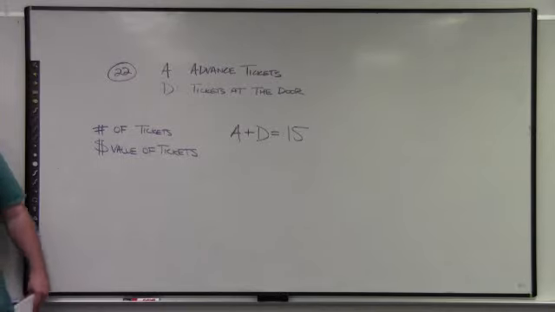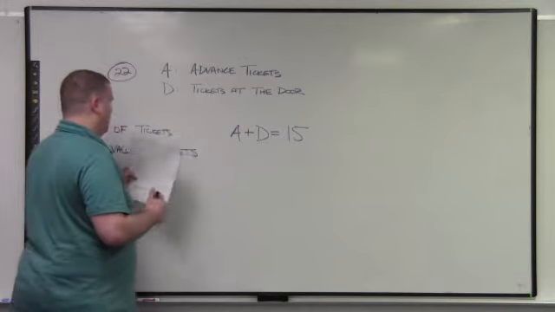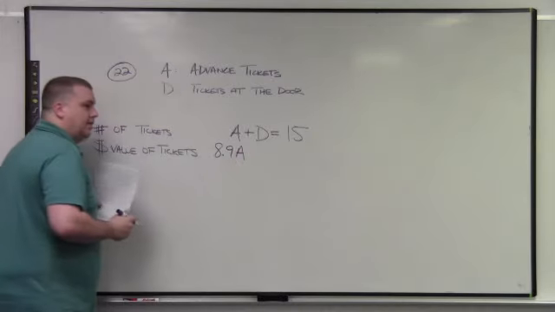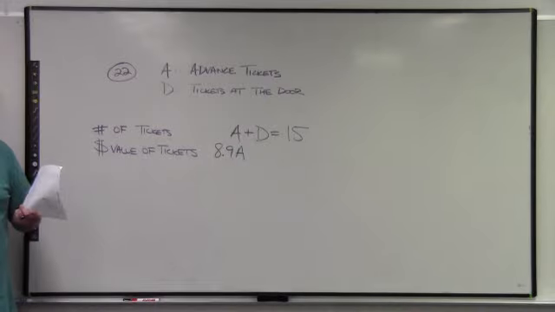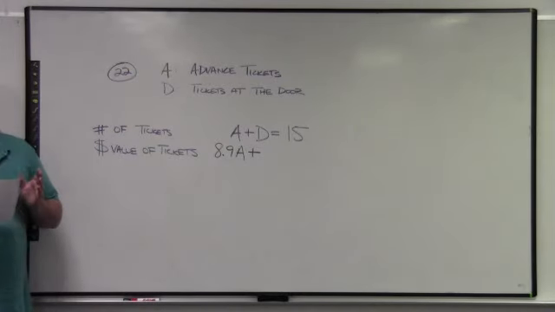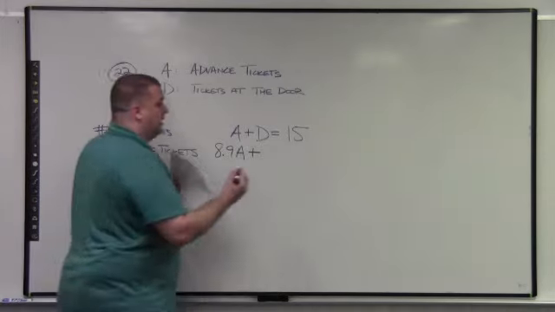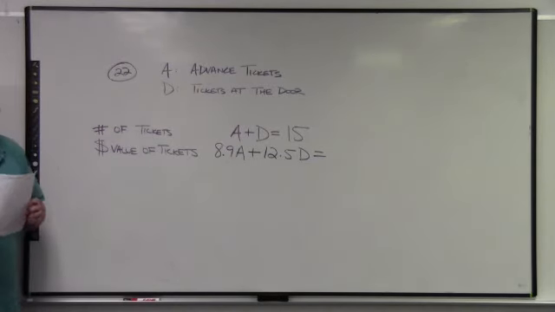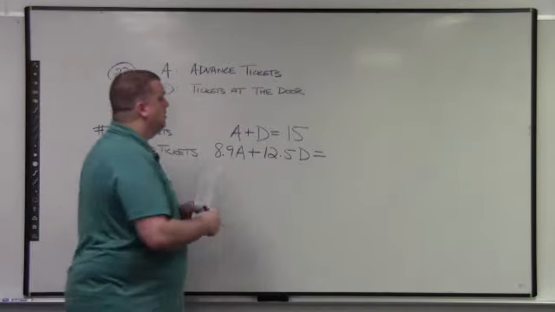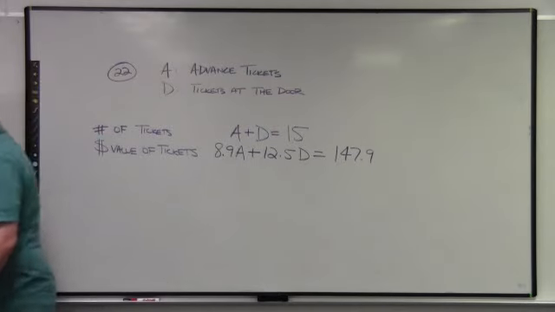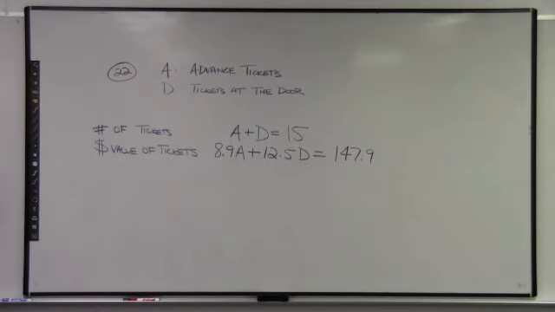So the dollar value of the tickets, how much did each advance ticket cost? $8.90. And for simplicity, I'm just going to put 8.9. Right? 8.9 is the same thing as 8.90, correct? Same thing. How much was a ticket at the door? 12.50, but I can write that as 12.5, correct? D. And how much money was spent altogether? $147.90, but as a simpler decimal, I could write it as 147.9.